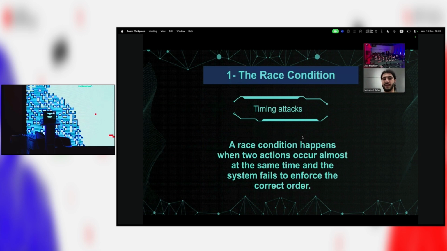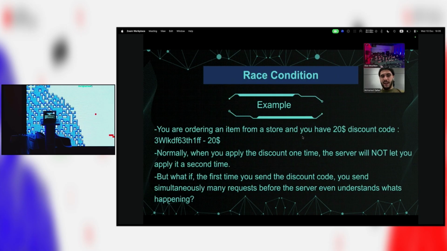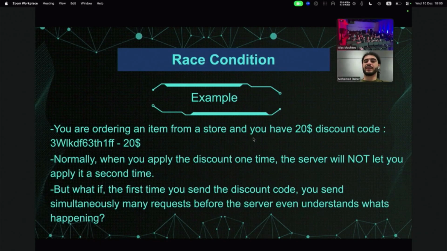First, the race condition, timing attacks. A race condition happens when two actions occur almost at the same time and the system fails to enforce the correct order. Example: you are ordering an item from a store and you have a $20 discount card. This code will give you 20% off. Normally when you apply the discount one time, the server will not let you apply it a second time. That's normal. But what if the first time you send the discount code, you send many requests simultaneously before the server even understands what's happening?